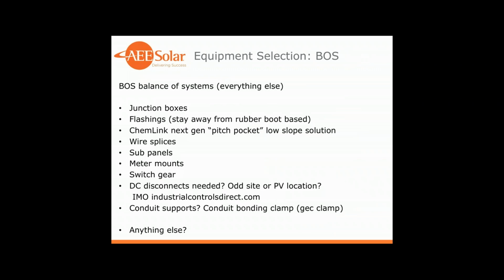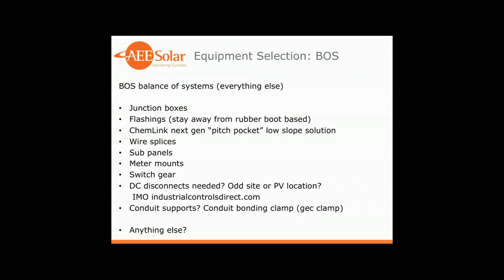Well, and I guess the next item is really just balance of systems. Right now, there's a few products that I think really take the lead or are the best equipment. The Snap and Rack junction boxes are hard to beat. In terms of flashings, I don't know that there's a whole lot there, but as Sunrun, we've really learned our lesson that those rubber boot-based products, typically called an OD flashing, tend to be more problematic.